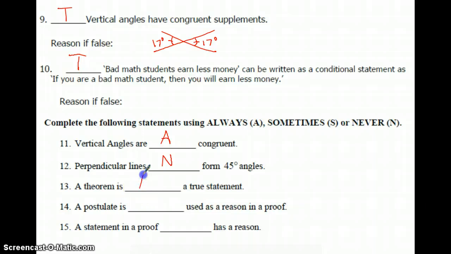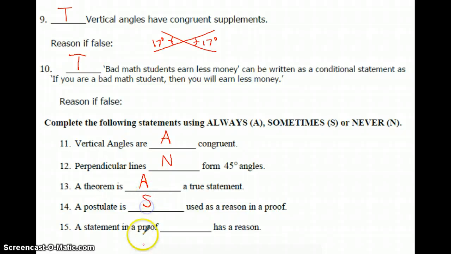A theorem, I'm going to say a theorem is always a true statement because a theorem is something, of course, that has to be proved. And that's what makes it different than a postulate. Postulates don't have to be proven, but theorems, you can question them at the beginning, but we wouldn't call it a theorem unless it was actually true. So we're going to say always on that one.